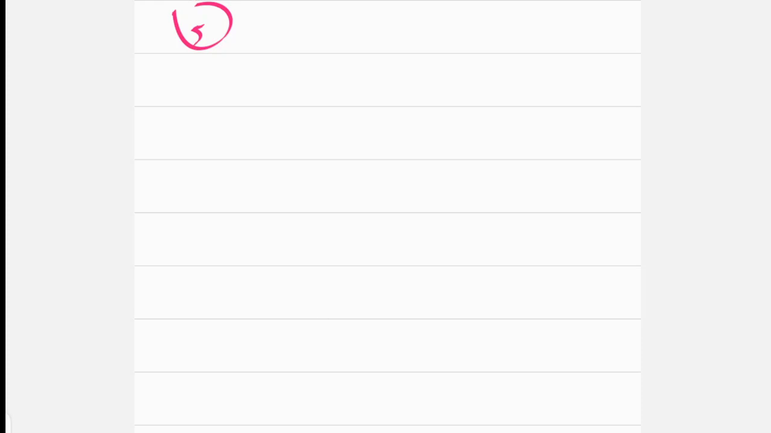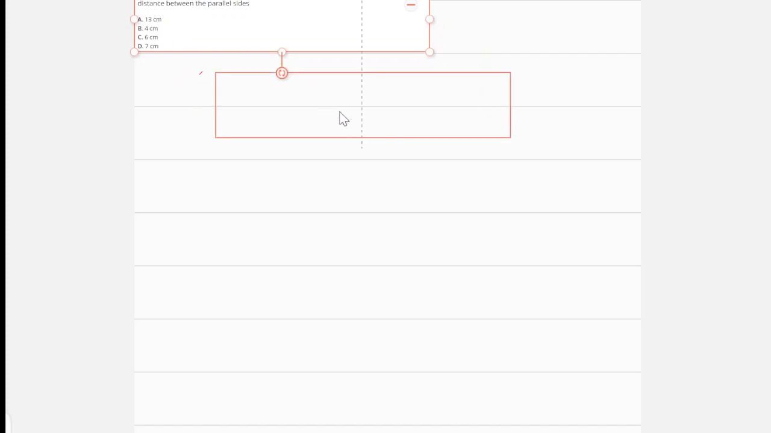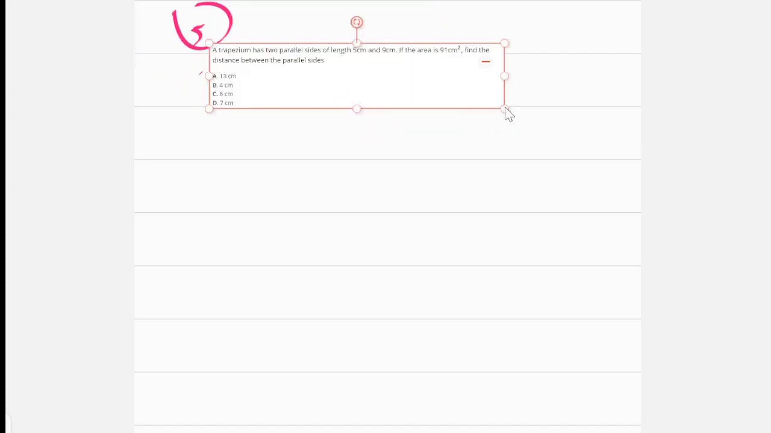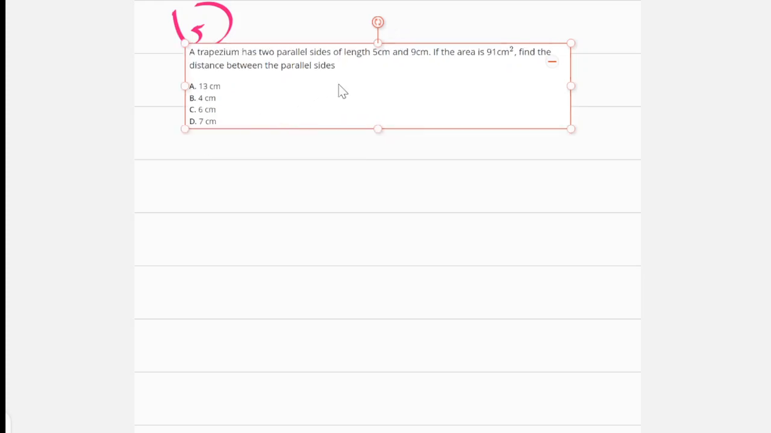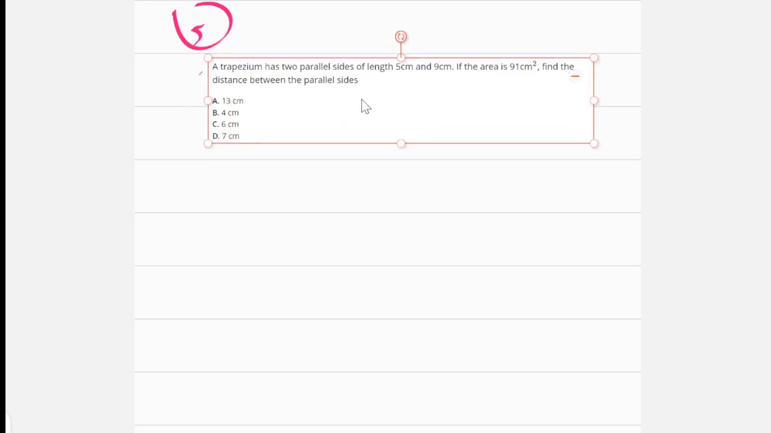Question 5. I hope you are following. Question 5. This is very simple. Even a primary 2 student can do it. You are given a trapezium. I hope you don't forget what trapezium means. So you have to understand this formula. Before, they used to give us four-figure tables. I don't know if they give you four-figure tables now. If they do, you can just get the answer.